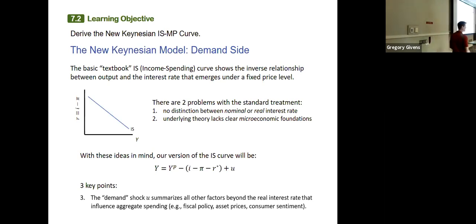And then the third ingredient of the IS equation is just going to be this demand shock. There are lots of factors in our economy, things like fiscal policy, changes in consumer sentiment, sudden changes in asset prices that might cause actual output to depart from potential output. If we want to account for those kinds of extra features, we can simply do that by adding a demand shock into the model. Okay, you guys have any questions about that?